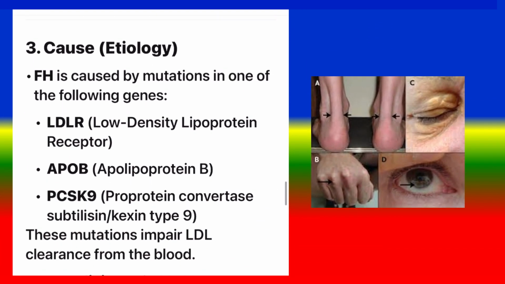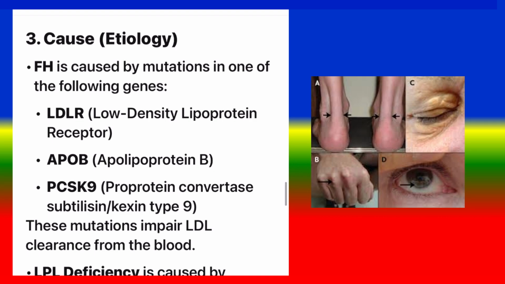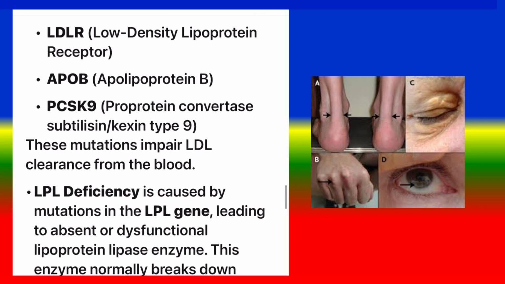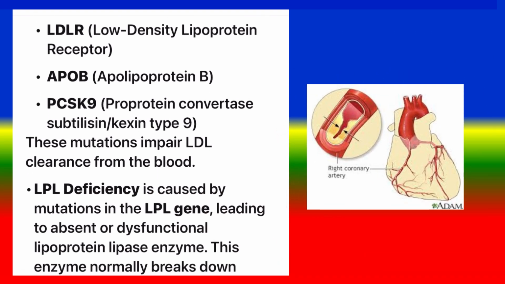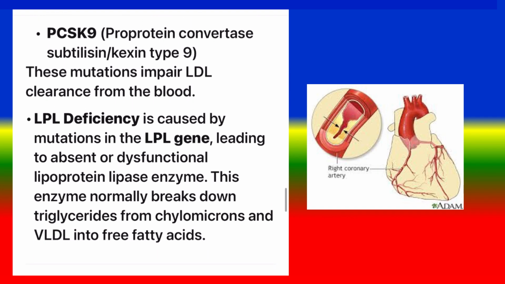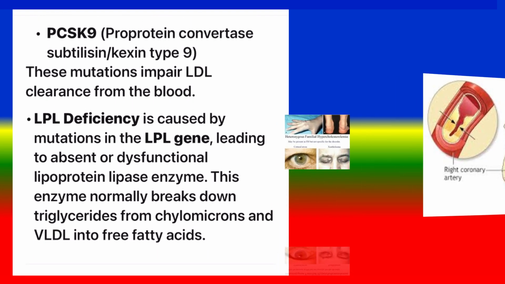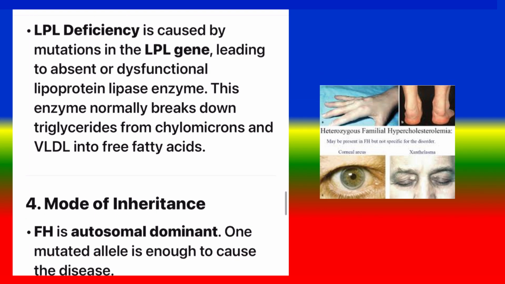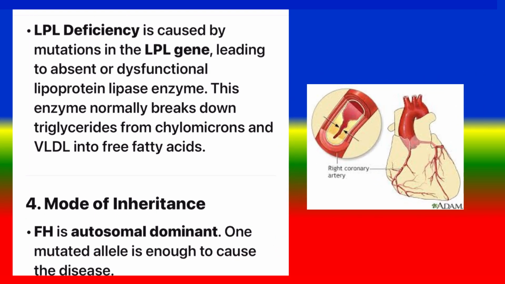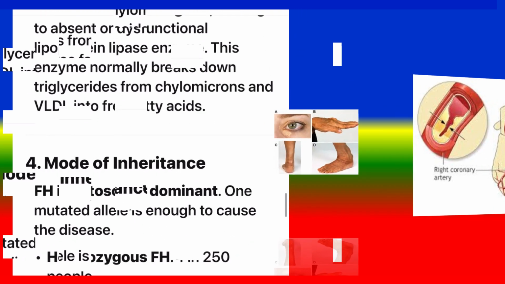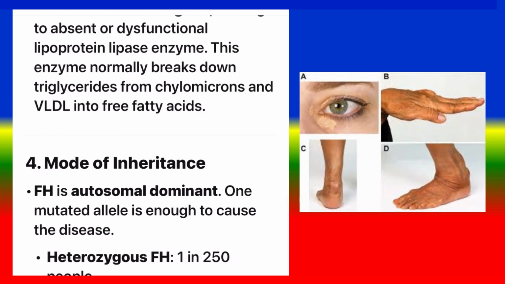3. Cause, etiology. FH is caused by mutations in one of the following genes: LDLR, low-density lipoprotein receptor, APOB, apolipoprotein B, or PCSK9, proprotein convertase subtilisin kexin type 9. These mutations impair LDL clearance from the blood. LPL deficiency is caused by mutations in the LPL gene, leading to absent or dysfunctional lipoprotein lipase enzyme. This enzyme normally breaks down triglycerides from chylomicrons and VLDL into free fatty acids.